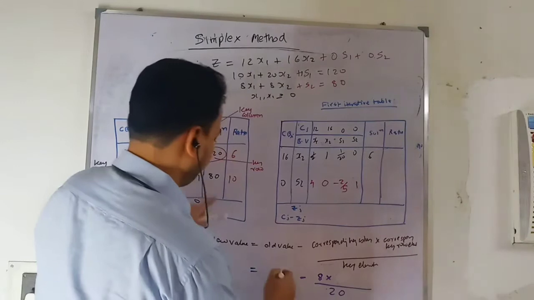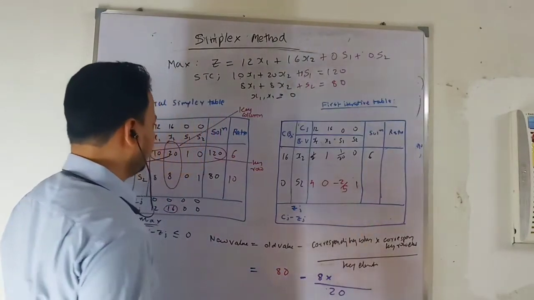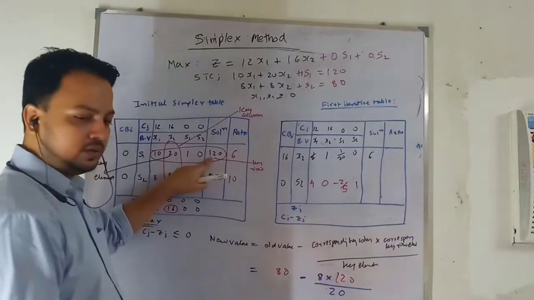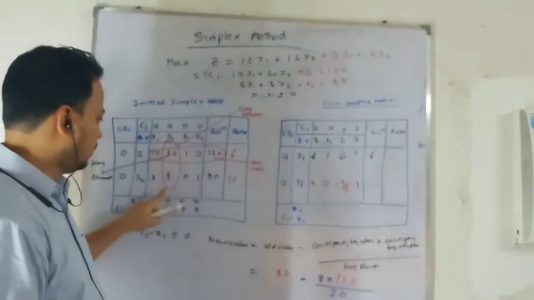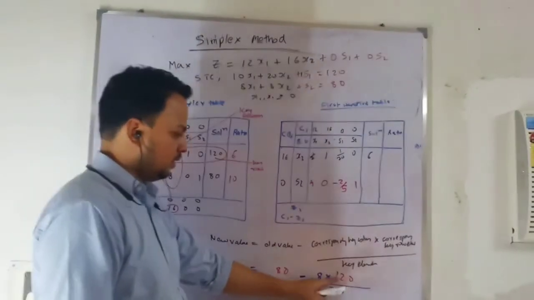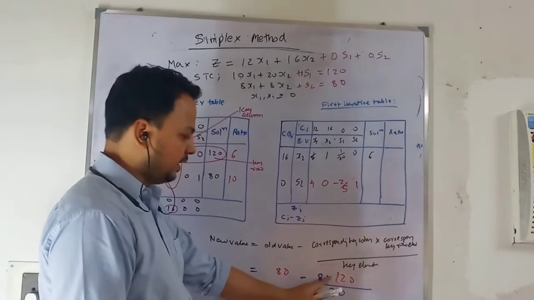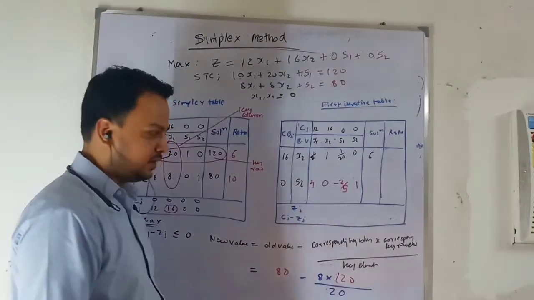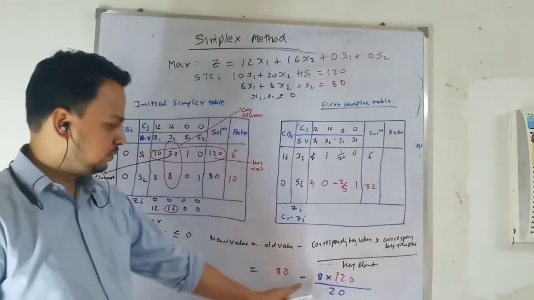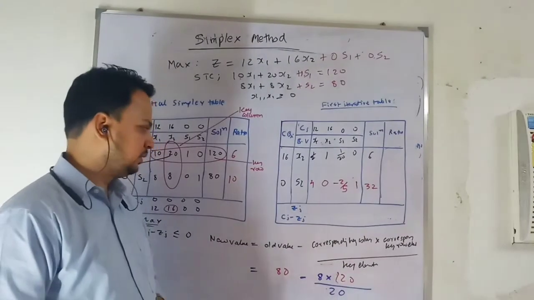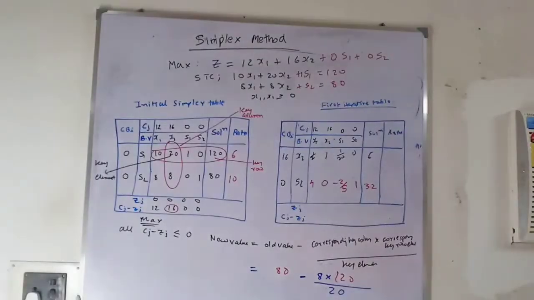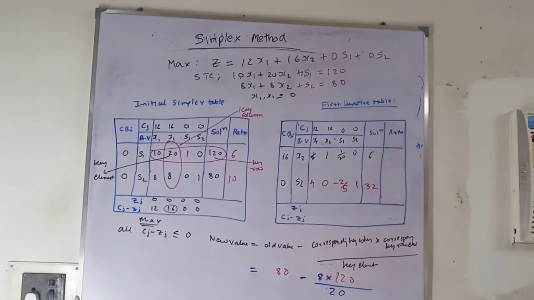80 minus 8 into 120. The corresponding row value is 120. The column value is 8. Okay. What can you get? Just cut this one, it will be 6. 8 sixes are 48. 80 minus 48, 32. It will be 32. Okay. So you are able to take out the elements of your first iterative table.